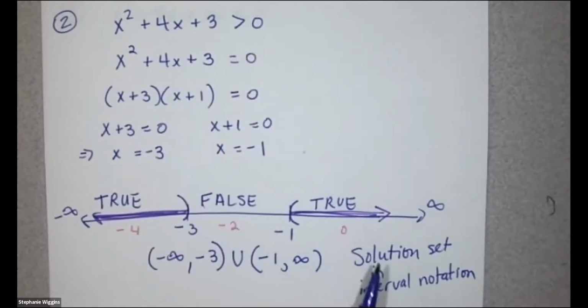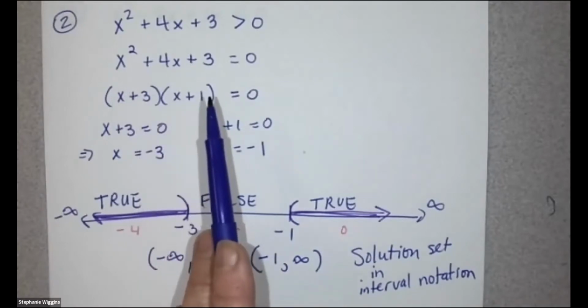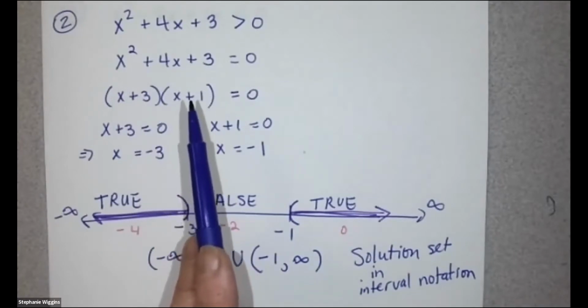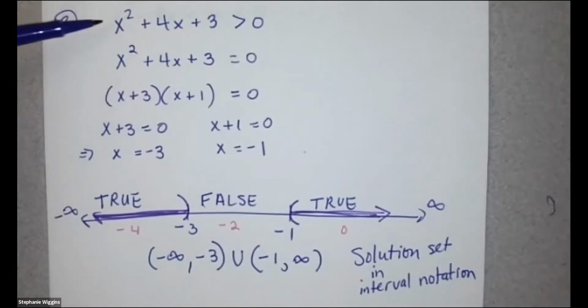Okay. Then I plug in 0. 0 plus 3, that's 3. 0 plus 1 is 1. 3 times 1 is 3. Is 3 greater than 0? True. Gotcha. And I'm plugging them in here because this is the same function as this one. I just think it's easier to calculate here. I could have plugged them in up here as well. And I just want to know if it's true or false.